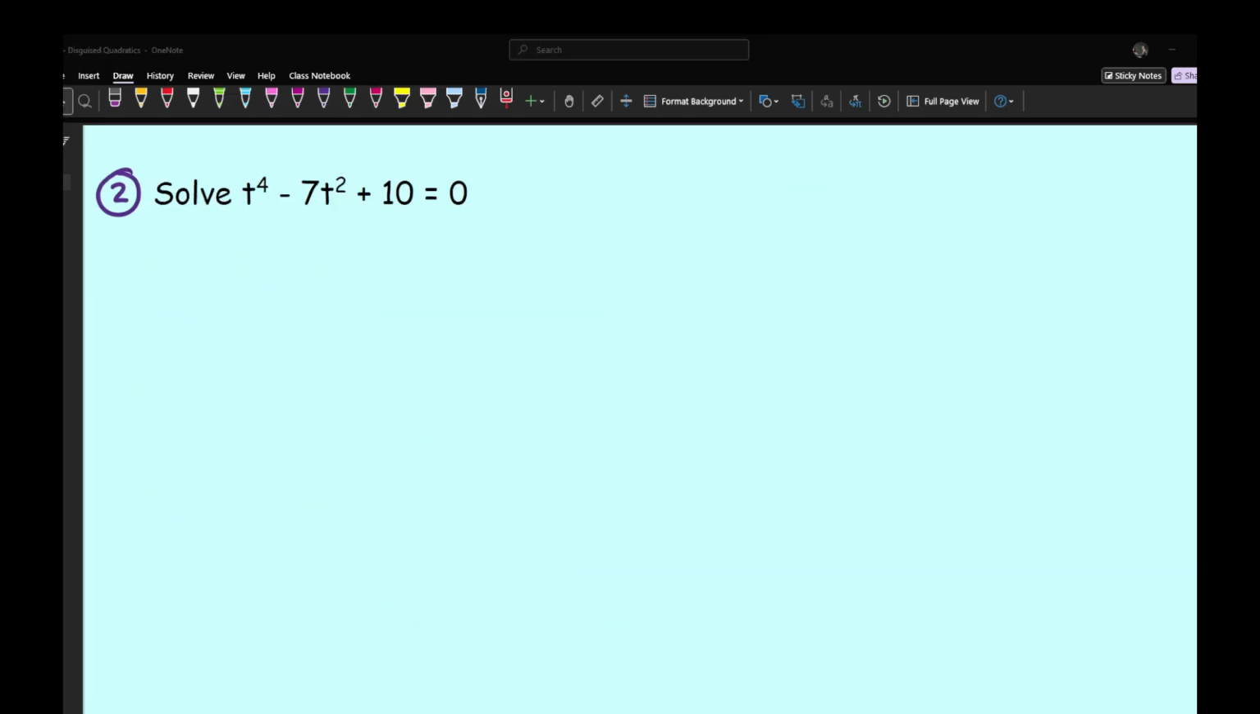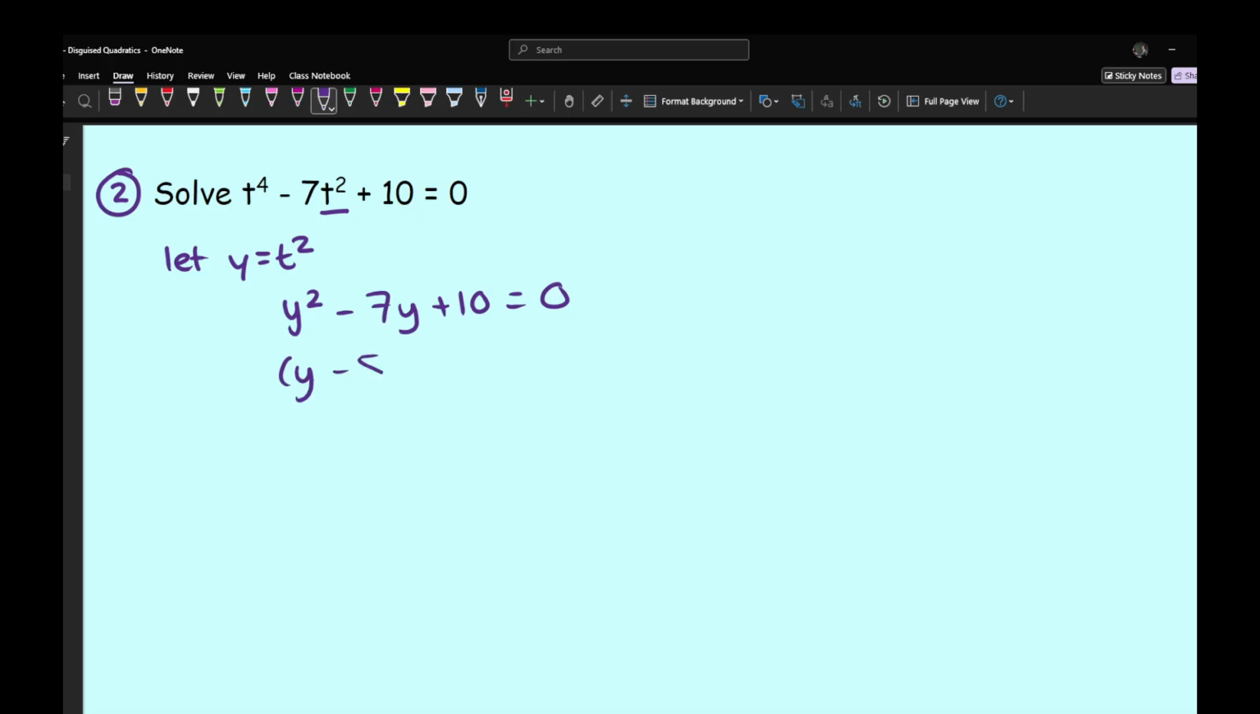Now moving on to our second example, which if you wanted to have a go before we go through it, feel free to pause the video at any time, have a go at the question and then see if you're correct. So for this one here, our smallest degree of t is t squared. So if we let y equal t squared as our substitution, then what we end up with is y squared minus 7y plus 10 equals 0. Then from this we can solve it.